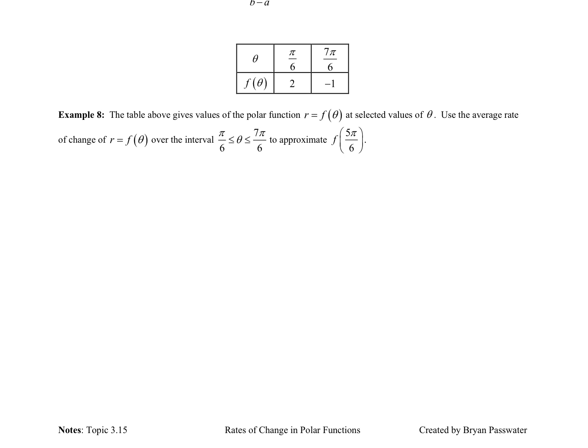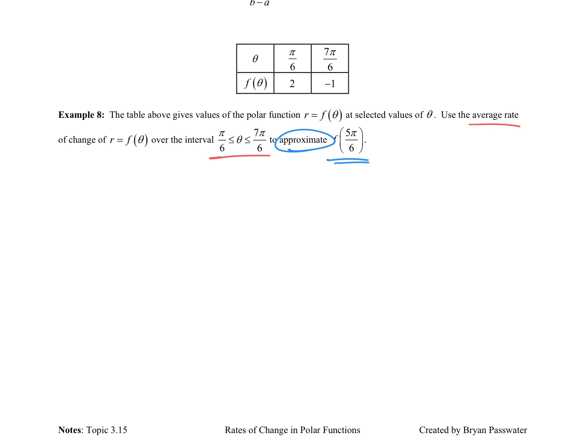The table above gives values of a polar function r equals f of theta at selected values of theta. Using the average rate of change of r equals f of theta over the interval pi over 6 is less than or equal to theta is less than or equal to 7 pi over 6 to approximate f of 5 pi over 6. So I need to go from an average rate of change on this interval, pi over 6 to 7 pi over 6, to approximate what? f of 5 pi over 6.